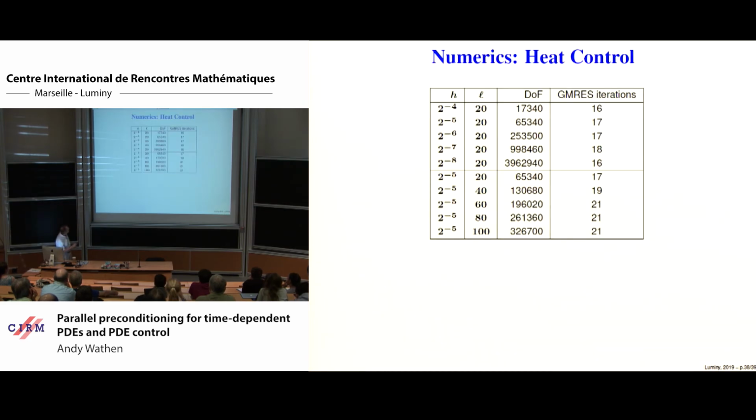And this is my final slide. This is numerics for the heat control problem with 20 time steps and different h, on a regular mesh, actually. This is for the same h and different time steps. These are the number of degrees of freedom overall, and this is the number of GMRES iterations for the control problem.